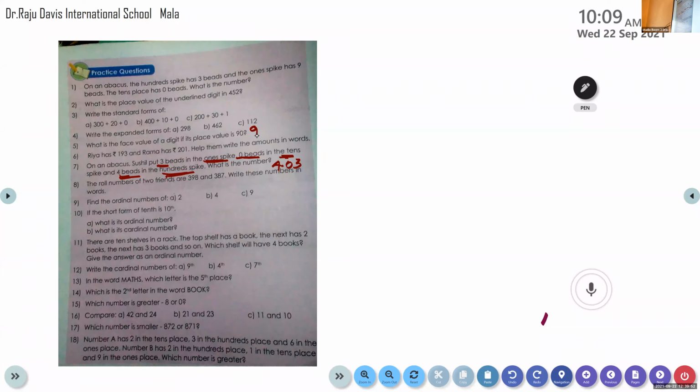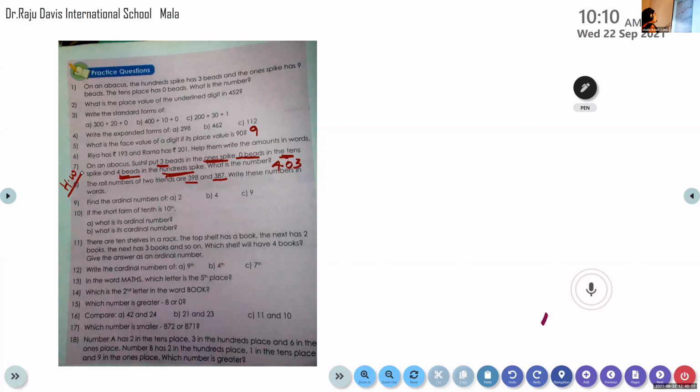Okay. Question number 8. The roll numbers of 2 friends are given. Write these numbers in words. Please do it as homework. You have to write the number names as homework. After the class, you can do it and share the answer in the group.